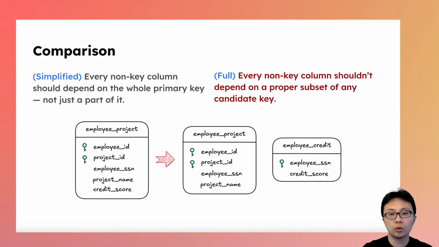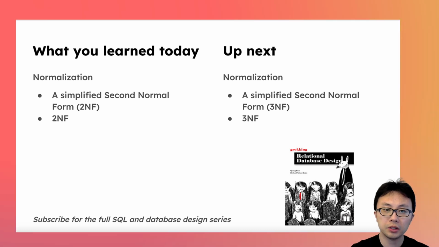Okay? In the real world, most violations of the second normal form are on the simplified version. The violation that happens to a candidate key that doesn't serve as a primary key is very rare, but being able to understand their fine-grained difference is still important theoretically. If you get it now, you can pat yourself on the shoulder. Good job. In this video, we covered a simplified and a full version of the second normal form and how to use them to guide your normalization of database design.